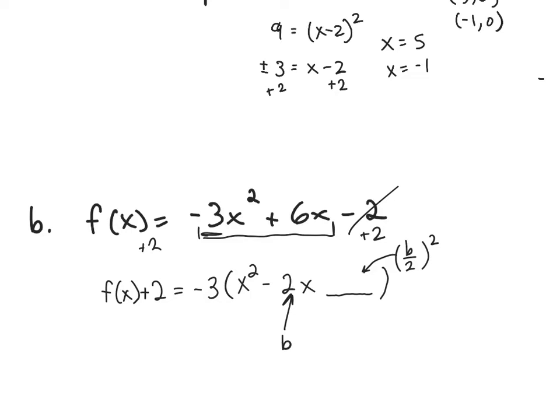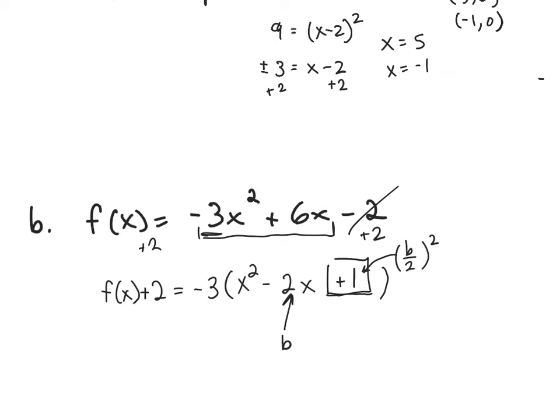So half of b is -1. -1 squared is +1. So I'm adding a +1 to complete the square. And here is where I see a very, very common mistake. So please listen carefully. I've just added a value to an equation, so I've made the equation unbalanced.